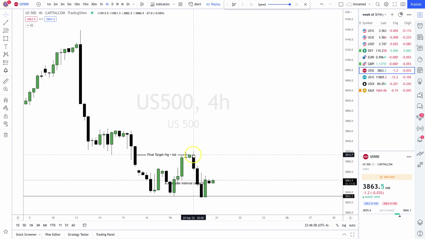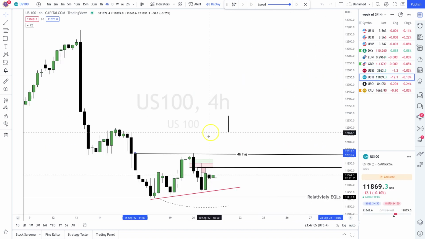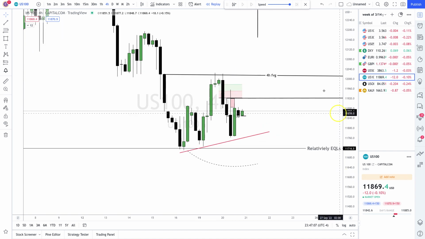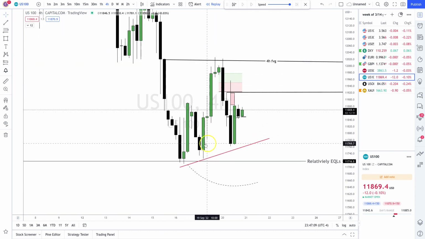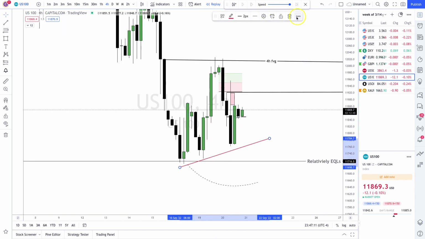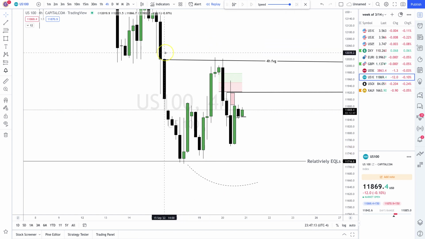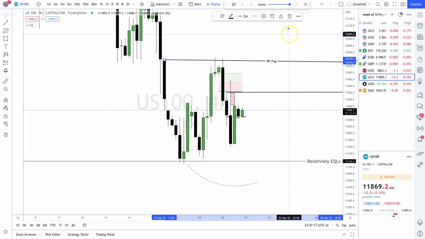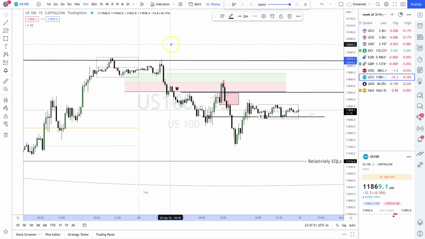S&P actually took out this high, okay? So right away, that's the SMT divergence, right? And understand that the reason we're getting a failure swing goes back to our rules. Once that range is filled completely, which this was a daily high that was filled, then we anticipate that failure swing. So let's now move to a lower time frame.